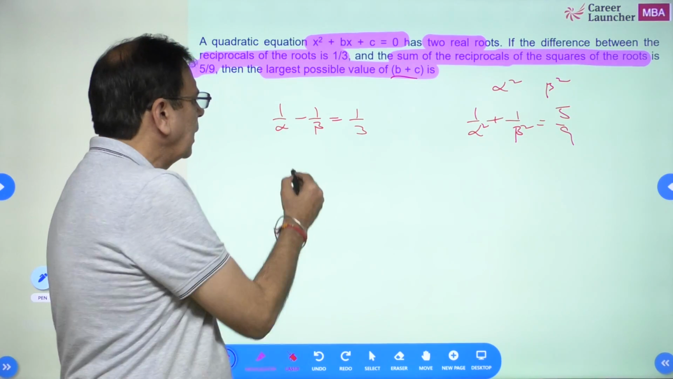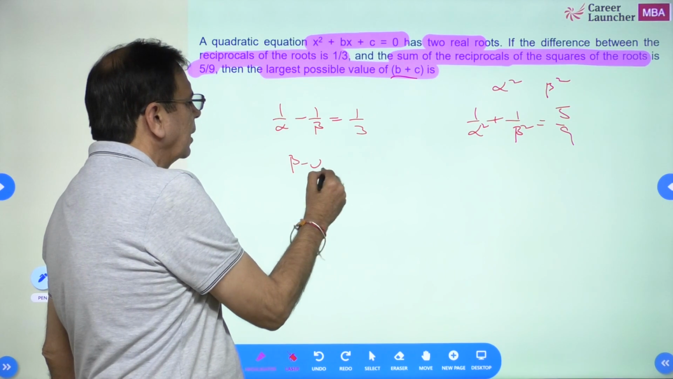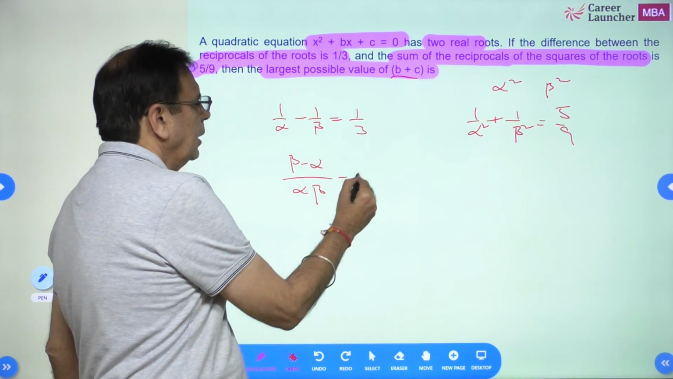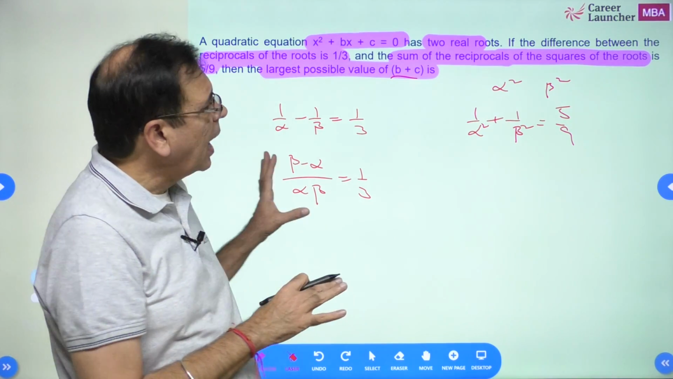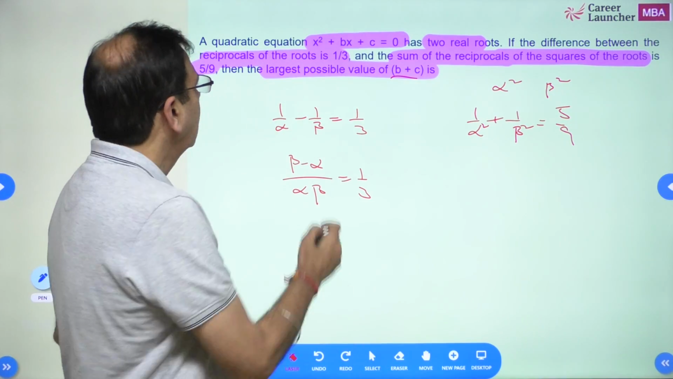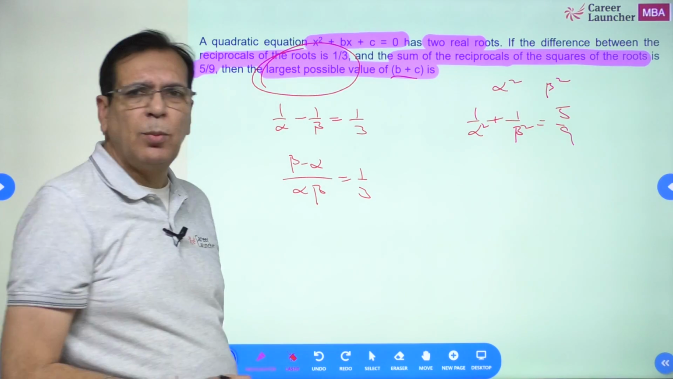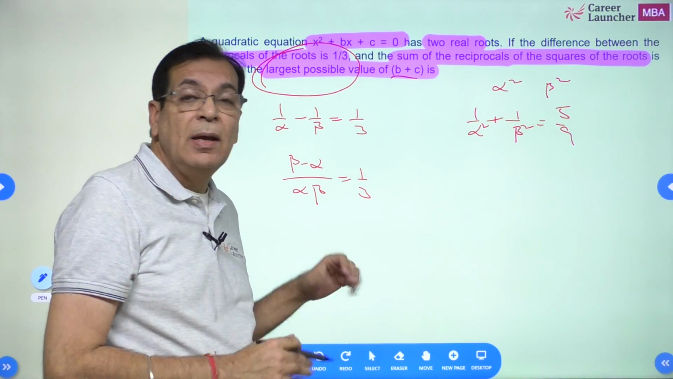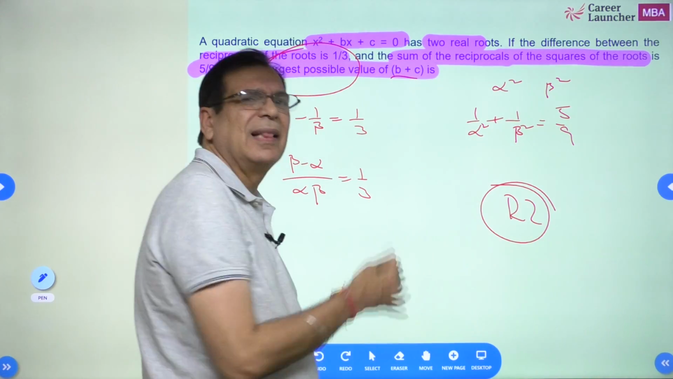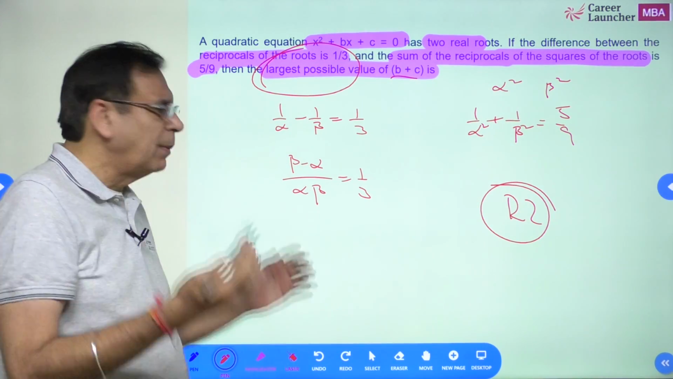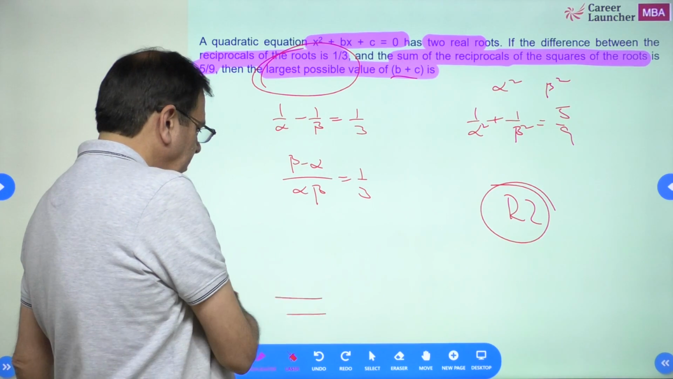Yaar, this can be done. Typically what would I do? Beta minus alpha upon alpha beta is equal to 1 by 3. Similarly here. But this was a question I felt will take me time. And here also it says largest possible value and there are no choices. So I decided to leave it. I said we'll do it later, if time remains we'll come and see. Otherwise, what? It does not really matter to us. So we left this question.